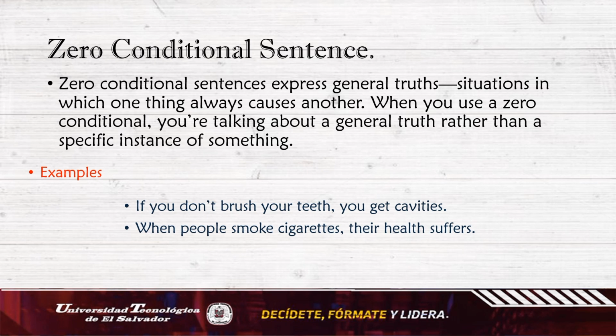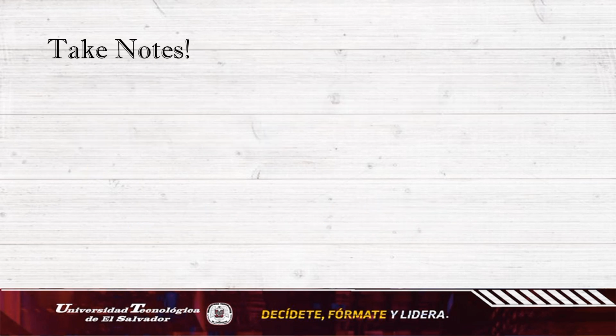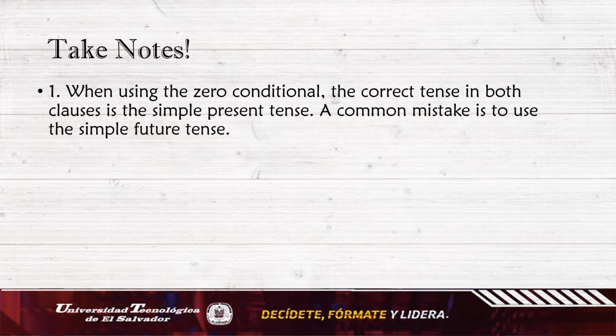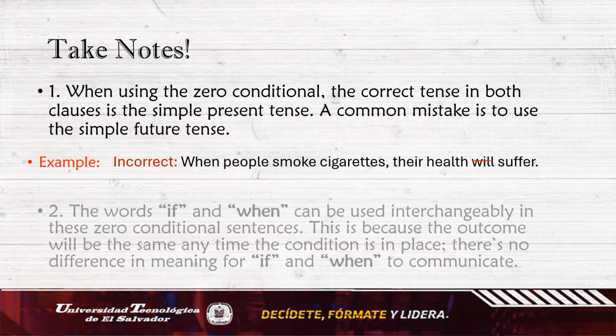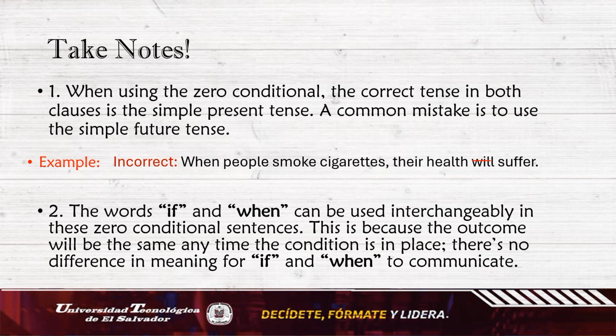There are a couple of things to take note of in the above sentences using the zero conditional. First, when using the zero conditional, the correct tense in both clauses is the simple present tense. A common mistake is to use the simple future tense, like in this example: When people smoke cigarettes, their health will suffer. This sentence is incorrect.